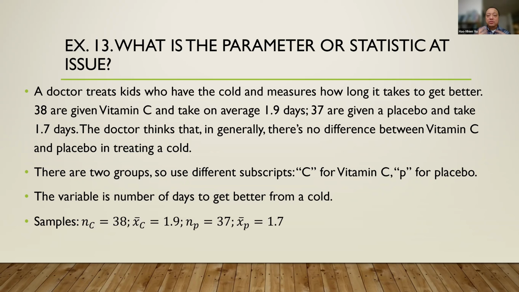And the doctor thinks that there's no difference between the vitamin C group and the placebo group. So that's a speculation about population. He's speculating about all the kids that take vitamin C versus all the kids that take placebo. He's thinking that it's all the same. So you will need population symbols. And that will be that mu sub C is equal to mu sub P.